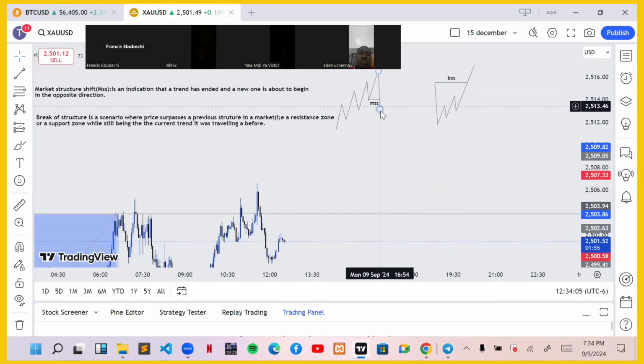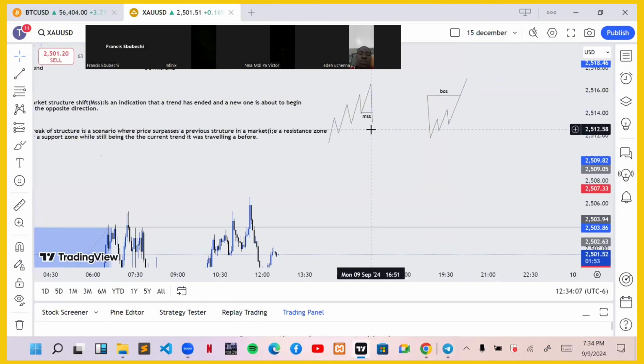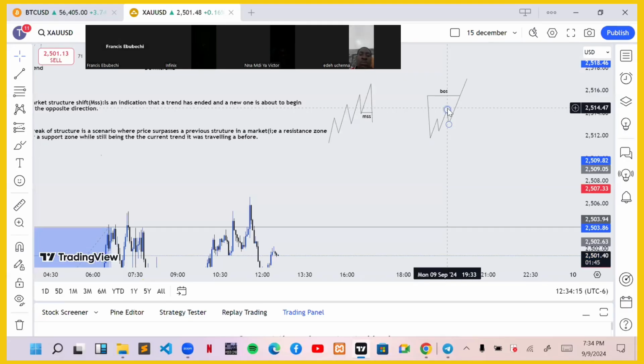And here, this is a market structure shift. So in the market structure shift, the market will change direction to the opposite direction. In break of structure, the market will still continue in the direction it was traveling at before, but it's going to surpass a key level in the market. Most of the time, there's a double break of structure.